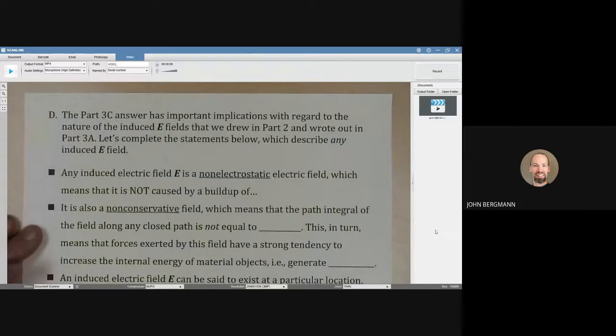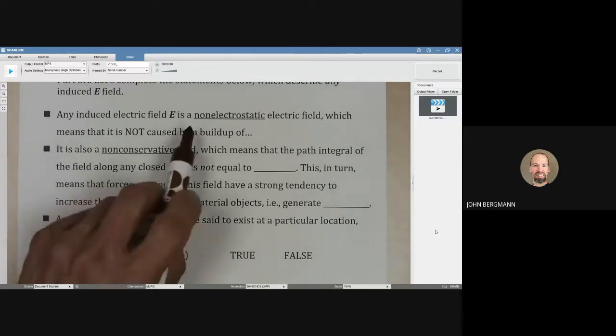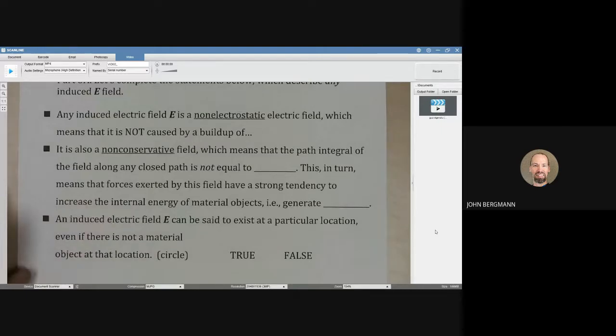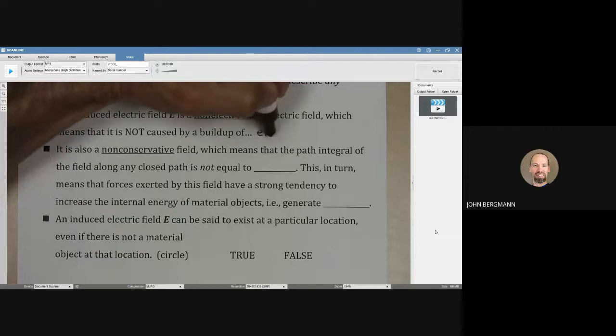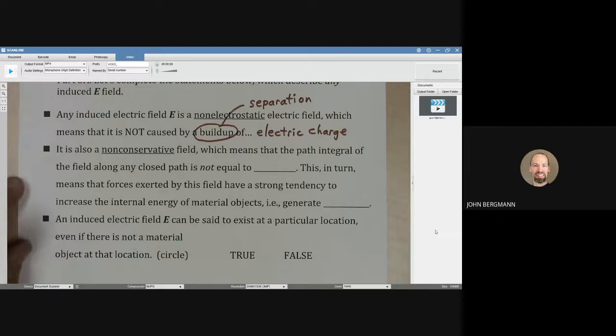That answer has important implications with regard to the nature of the induced electric fields that we drew in part 2. Let's complete the statements below which describe any induced electric field. Any induced electric field E is a non-electrostatic electric field, which means that it is not caused by a buildup, or maybe another word besides buildup, a separation of electric charge. There's no buildup, there's no separation of electric charge whenever we have an induced electric field.